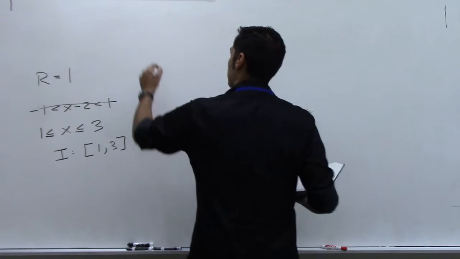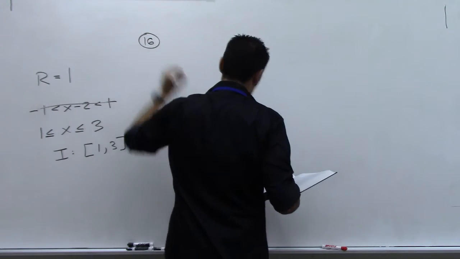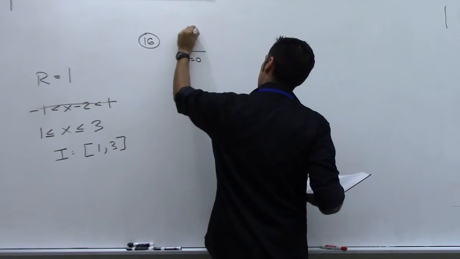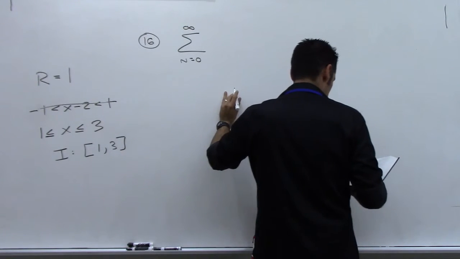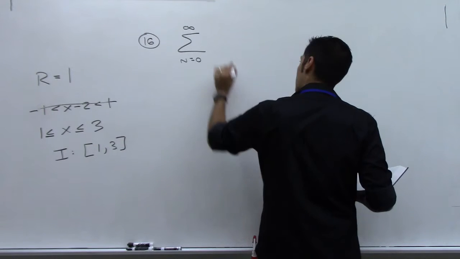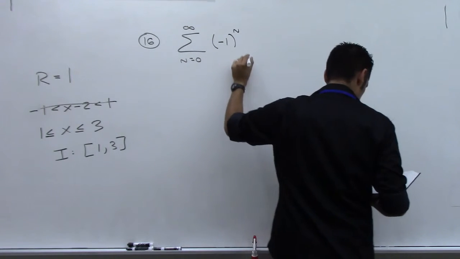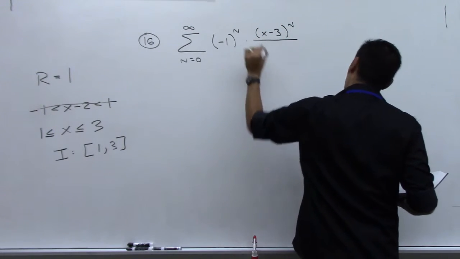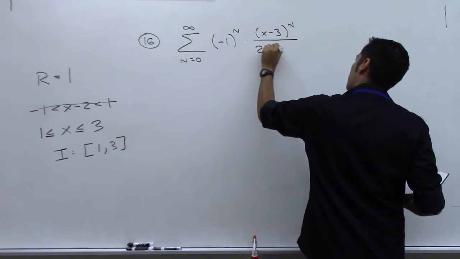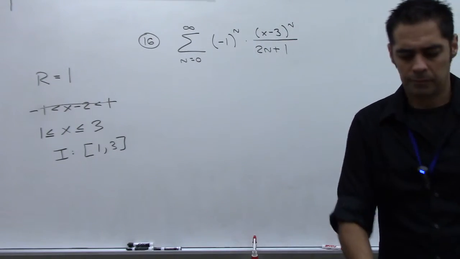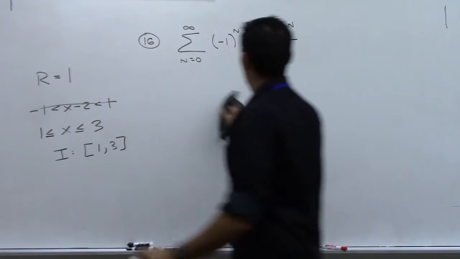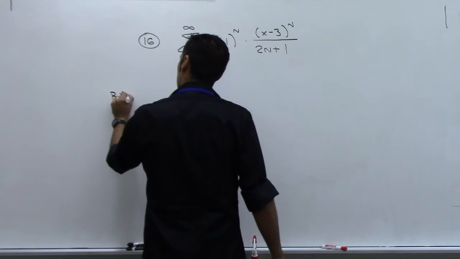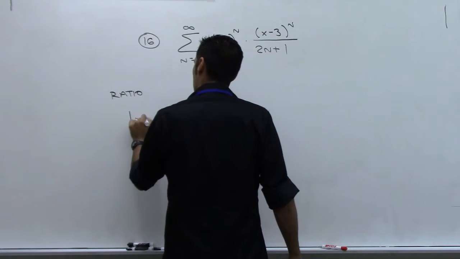Let me do at least through 16. Sum n equals 0 to infinity, (negative 1)^n, (x minus 3)^n over 2n plus 1. All right, let's do our ratio test. For the ratio, limit n goes to infinity.